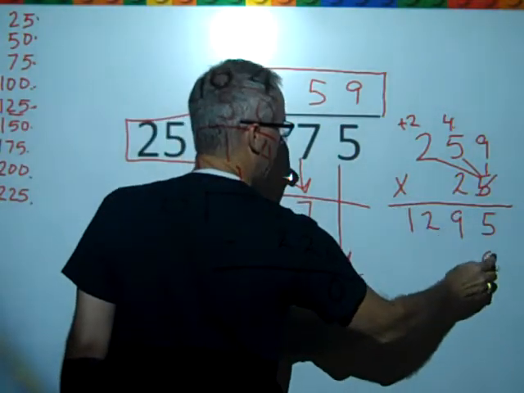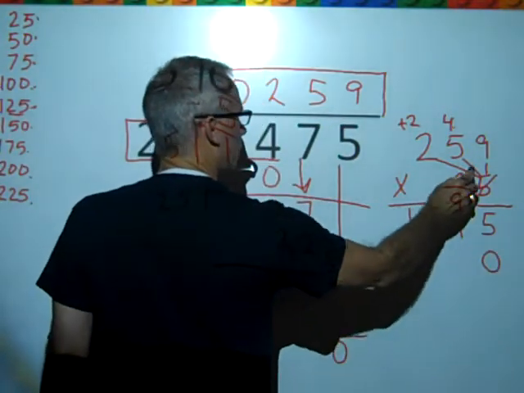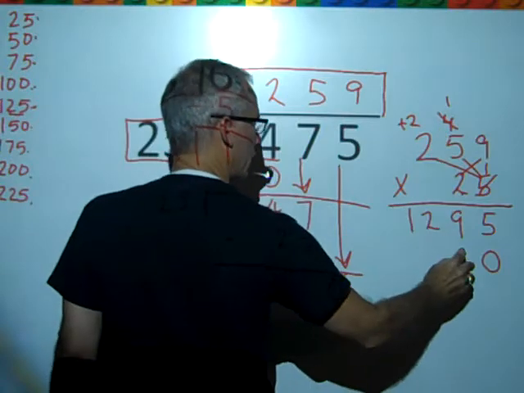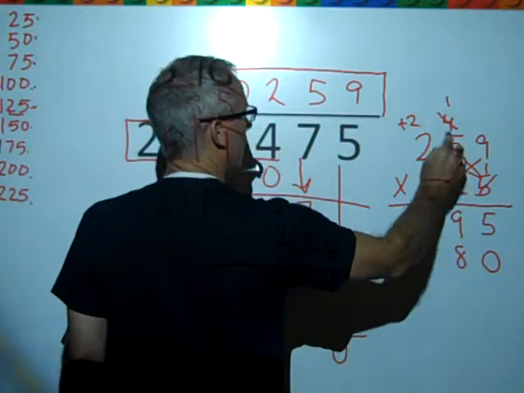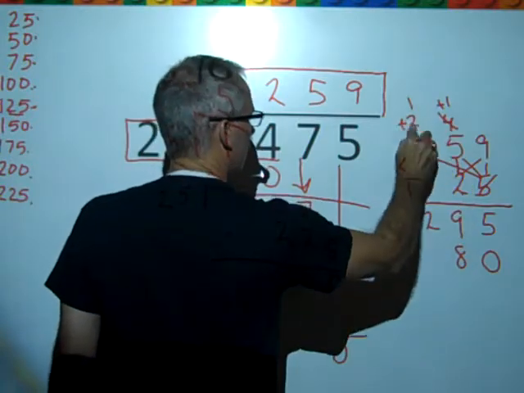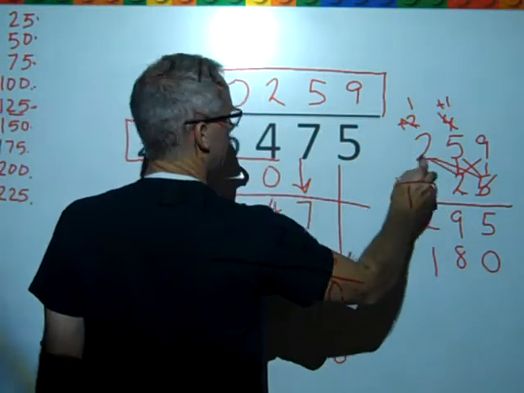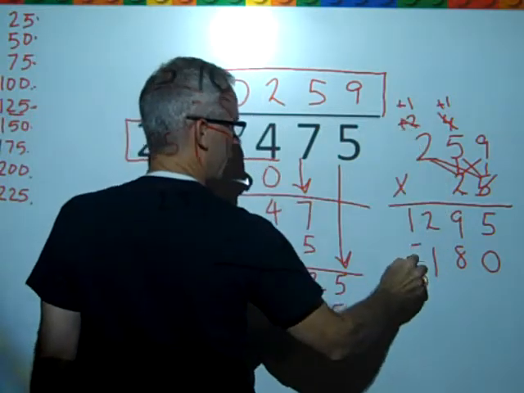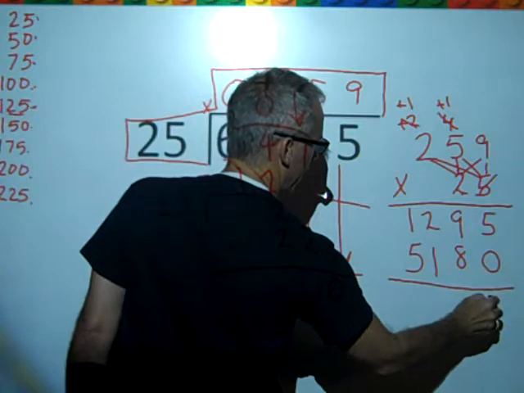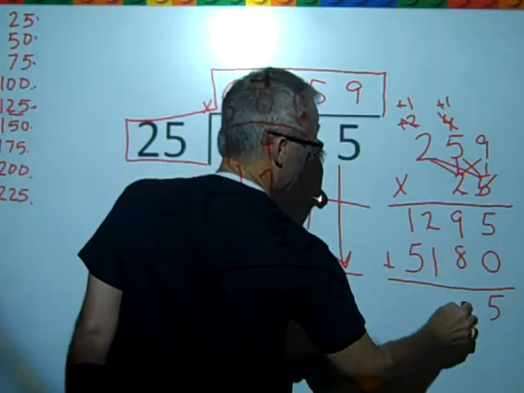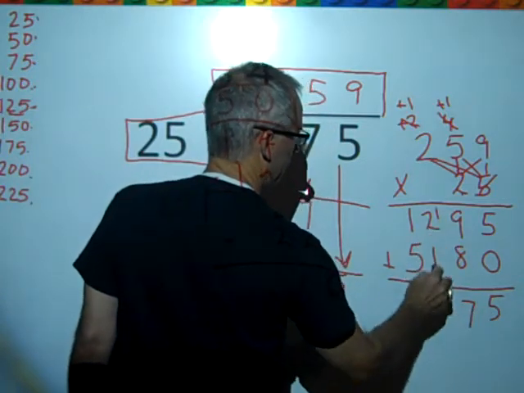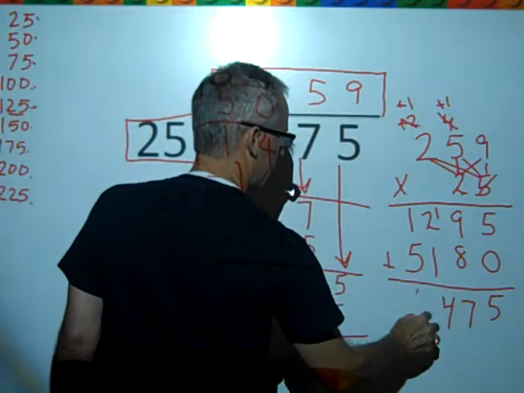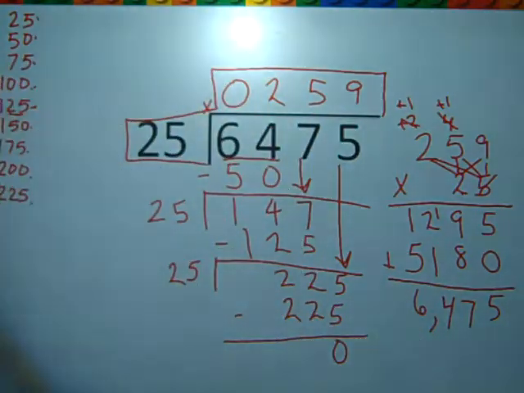Slap a 0 at the end, multiply by the tens. 2 times 9 is 18. 2 times 5 is 10, plus 1 is 11. 2 times 2 is 4, plus 1 is 5. Add them up, 5, 17, 2, 3, 4, 5, 6,475. Okay?